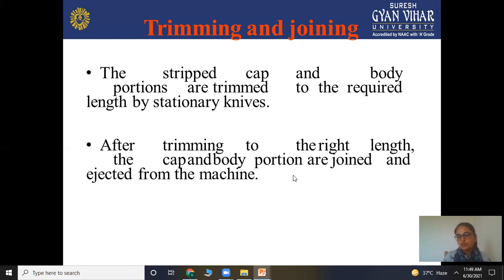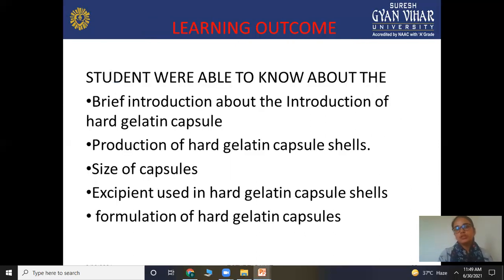This means after trimming to the required size, the body and cap parts are joined, and the joining of cap and body takes place in the machine, and ejection also takes place in this step. First you trim or cut the excessive amount of body and cap part, and after this trimming, you join the cap and body part, and the material is ejected. This also takes place with the help of machines, and this is regarding trimming and joining.